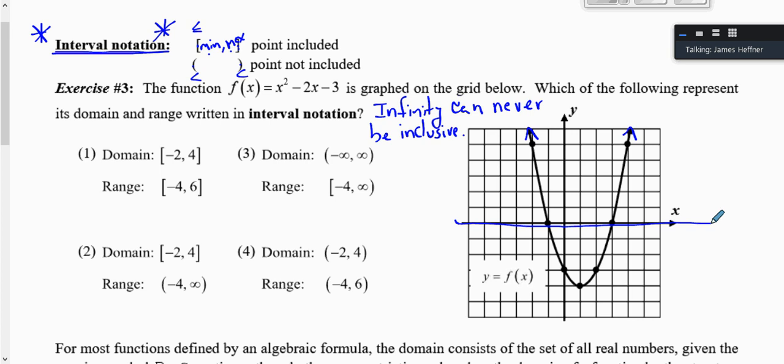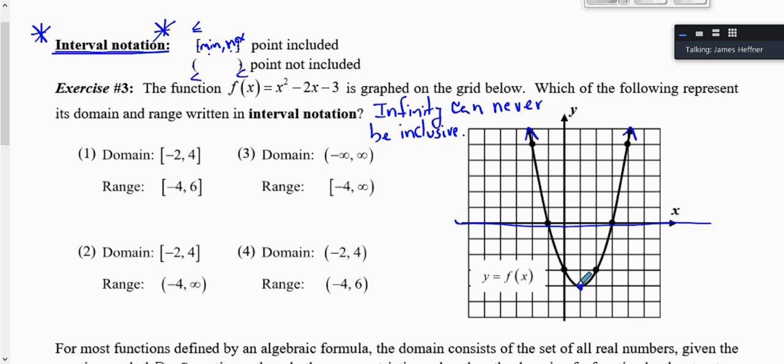The y values. What's the lowest y value? -4. So down here is the lowest. Now, does it include -4? Is that a closed circle? Yes, a closed circle there at the y of -4, so it's inclusive of -4. So the range is -4 to positive infinity. Positive infinity would be the max, okay?